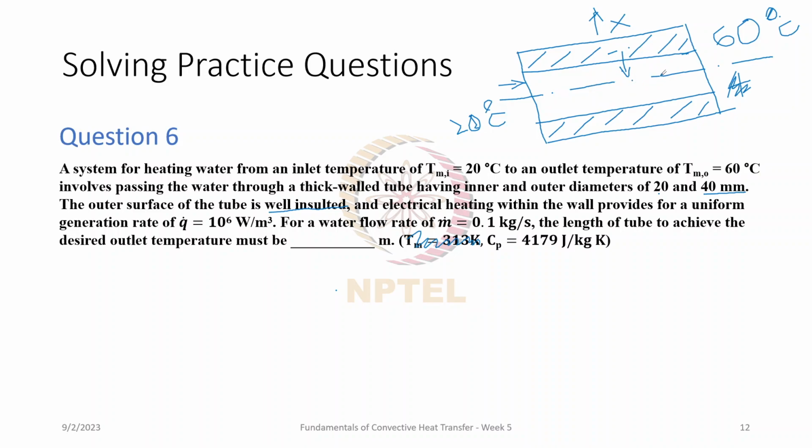So whatever heat has been added to the water must have come from the outer wall. Equating them, we can find out what should be the length of this pipe. We have not said what the length is. That L is what you have to find in meters.